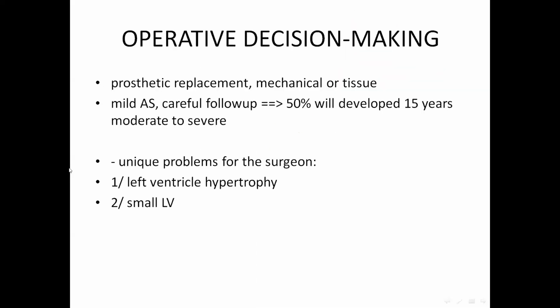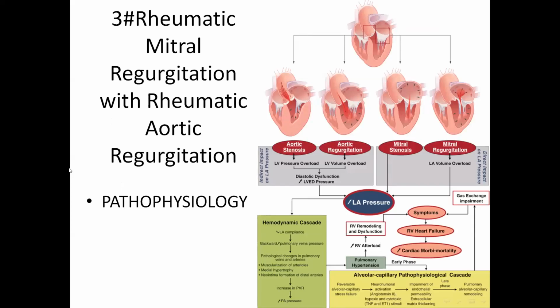Okay. The third lesion is rheumatic mitral regurg with rheumatic aortic regurg. So the pathology here: rheumatic aortic regurg with rheumatic mitral regurg. Severe volume overload will be in the left ventricle due to regurgitation on both sides, and the chronic volume overload in the left ventricle will increase the stroke volume, and that will distend the left ventricle more and more.